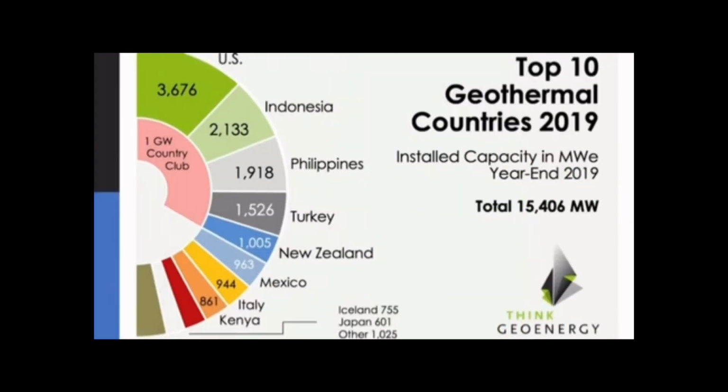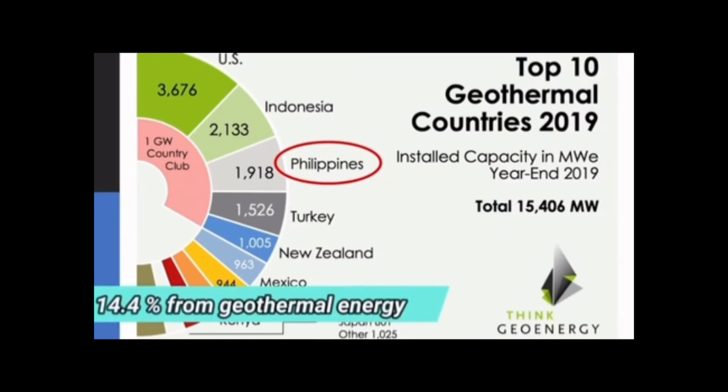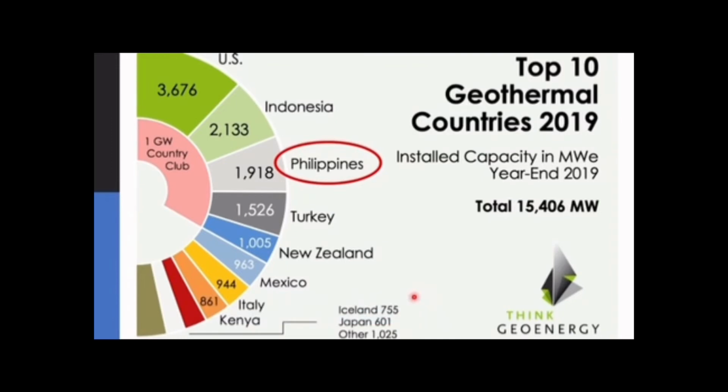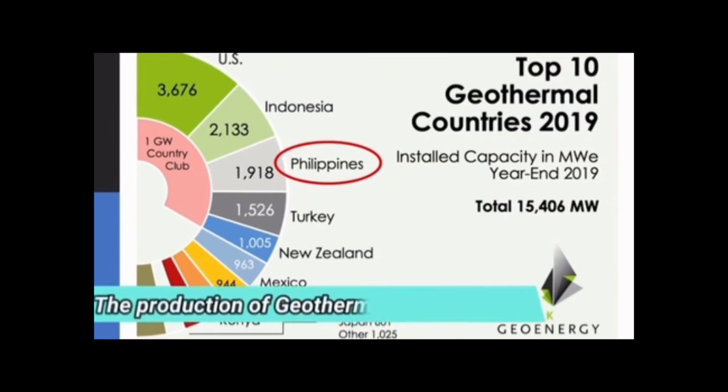The Philippines ranks second in the world's production of geothermal energy. According to the Department of Energy, 14.4% of the country's total power generation is produced from geothermal energy. The production of electricity from geothermal energy is cheaper than the electricity produced using natural gas, coal, and hydropower.